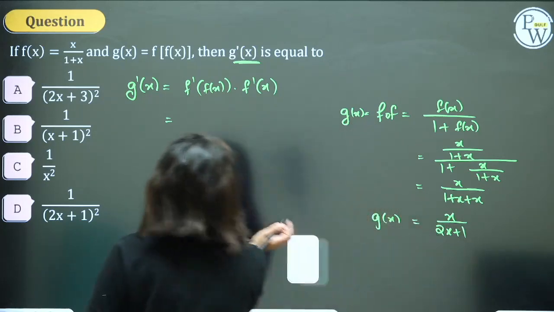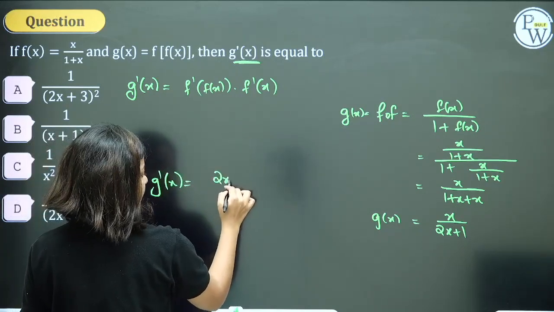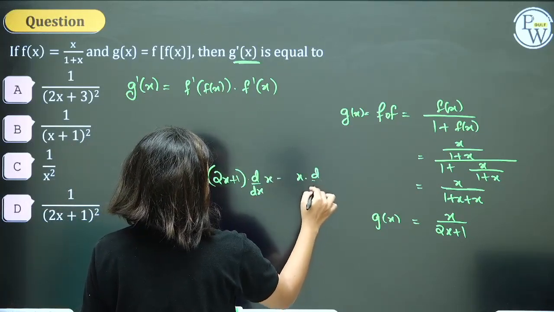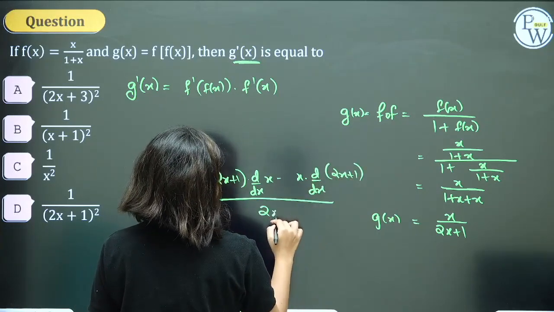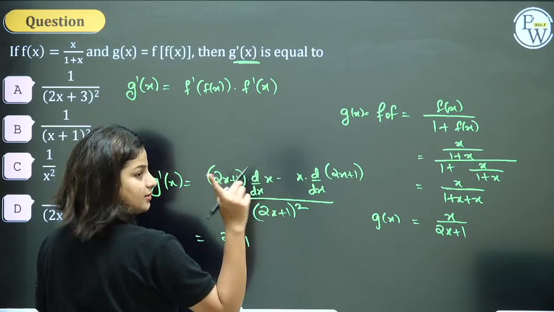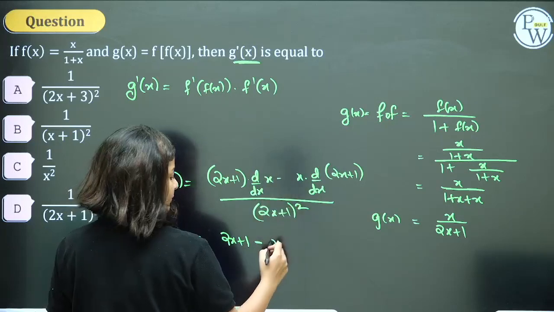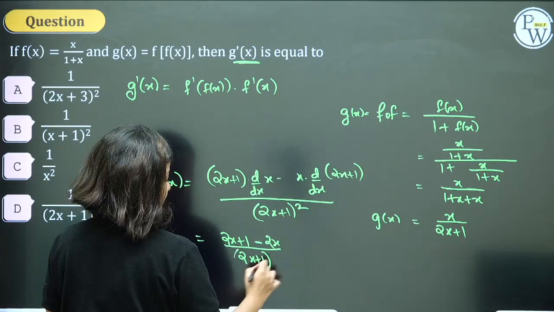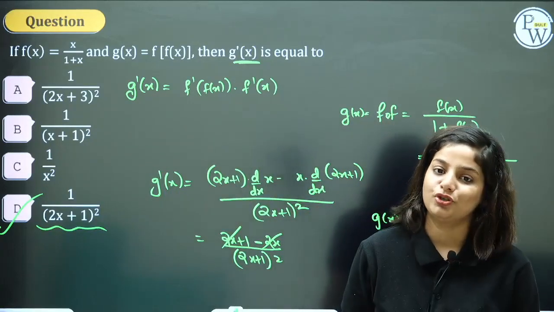And if you directly now try to take the derivative, why to do this? Just do the u by v rule: v times derivative of u minus u times derivative of v, upon v square. 2x plus 1, derivative of x is 1, minus x, derivative of 2x plus 1 is 2, upon 2x plus 1 the whole square. 2x cancels, the answer is 1 upon 2x plus 1 the whole square, option D.